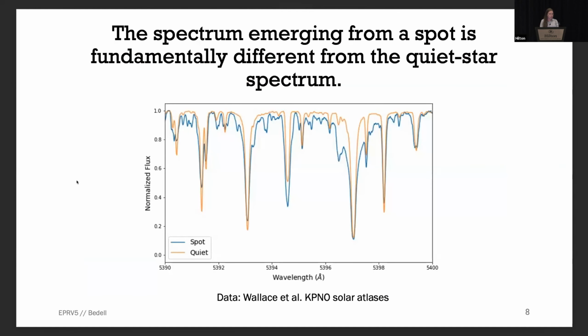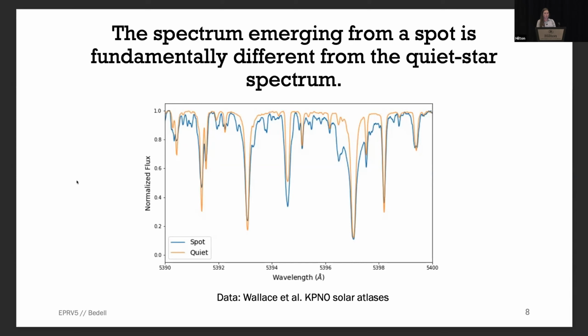So as one illustration of this, I want to highlight what we do know about the sun and the solar spectrum. This is plotting the two solar atlases taken with the Kitt Peak Fourier transform spectrograph in the Wallace et al. Atlas papers. One is a patch on a quiet sun, and one is the umbra of a sunspot. And you can notice that the atlases reveal the spot spectrum is different from the quiet spectrum everywhere. The lines are changing, different lines are changing differently.